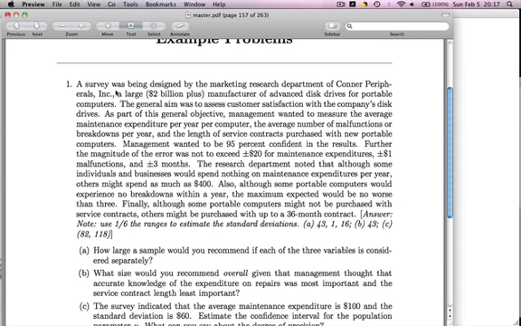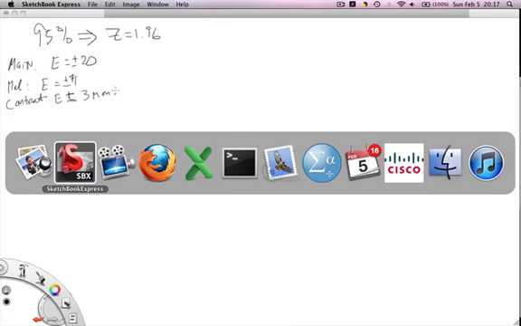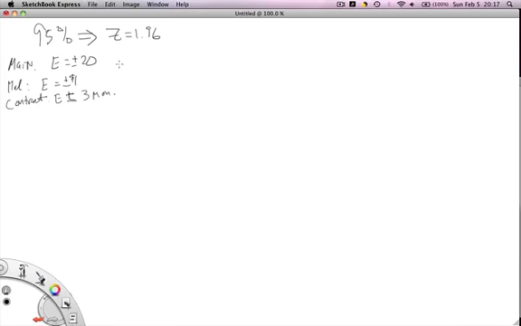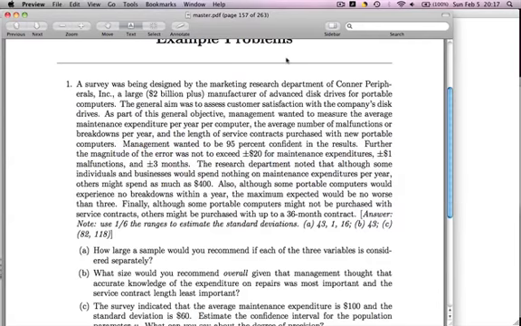The research department noted that although some individuals and businesses would spend nothing on maintenance, others might spend as much as $400 in a year. So notice what they're giving us. They're giving us a minimum, 0, and a max of 400. So we can note that. Min is 0, max is 400. Therefore, our estimate of sigma is going to be 400 sixths, which is 66.7-ish.